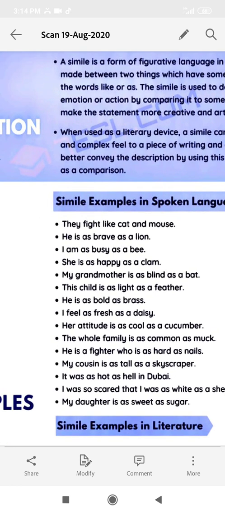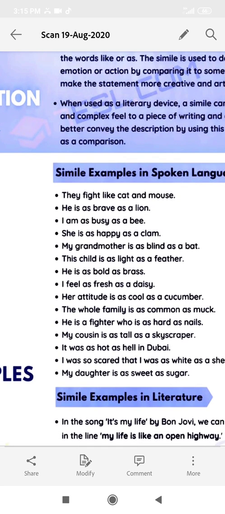He is as brave as a lion. So he is compared with lion and the word as is used for comparison. So it is simile. Now next. I am as busy as a bee. So I compared with bee.